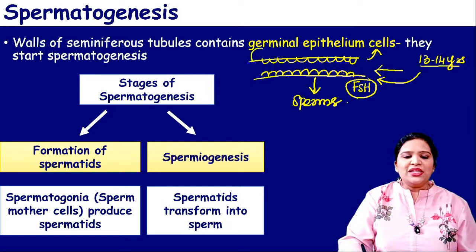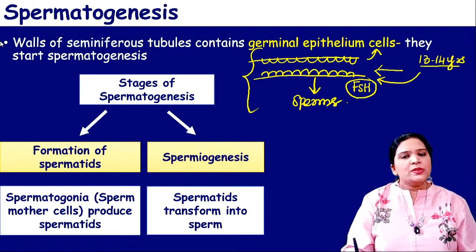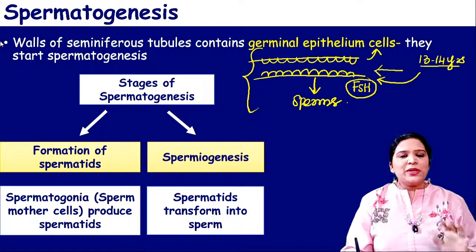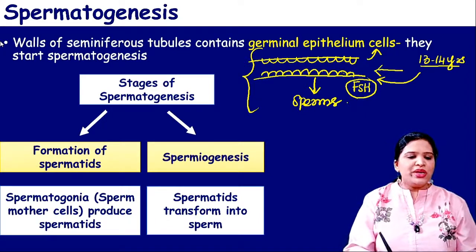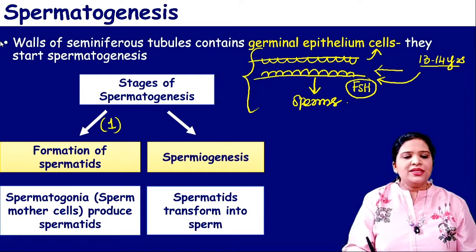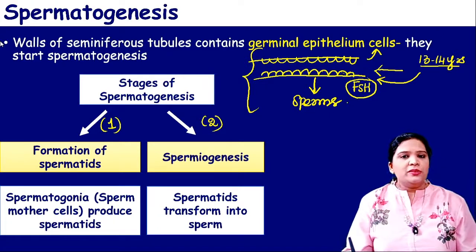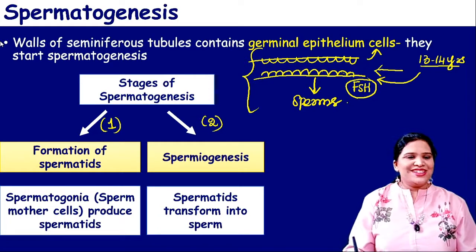So this process is called spermatogenesis. Spermatogenesis occurs in two major steps. One is the formation of spermatids, and the second is the formation of sperms, which is called spermiogenesis, right?